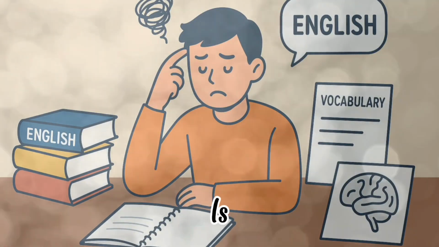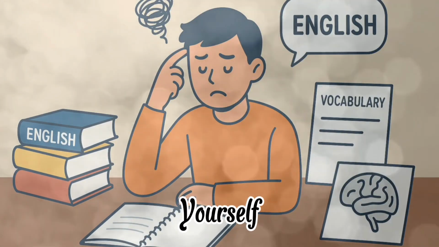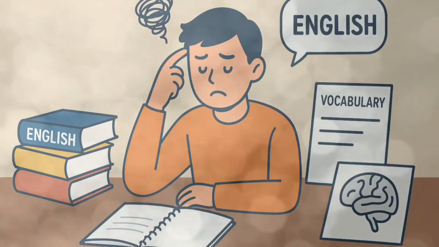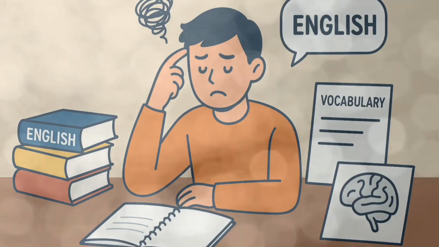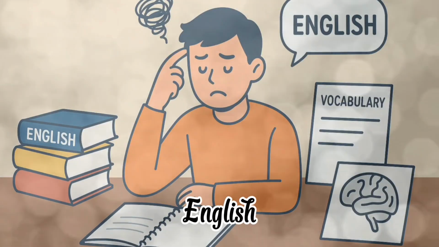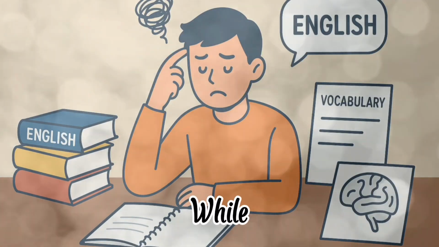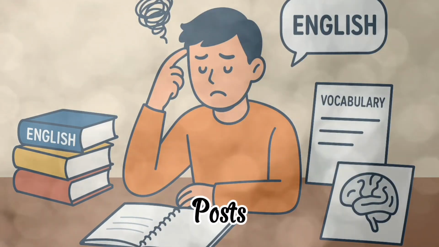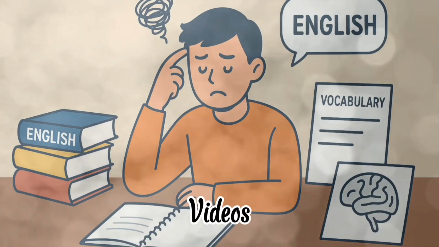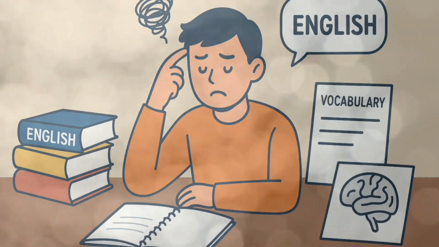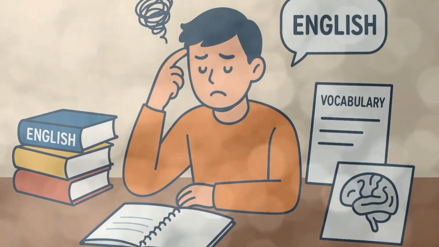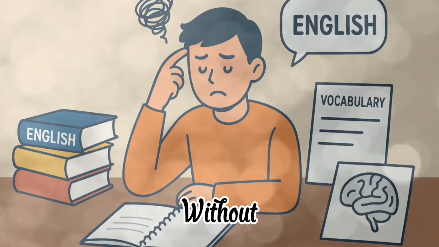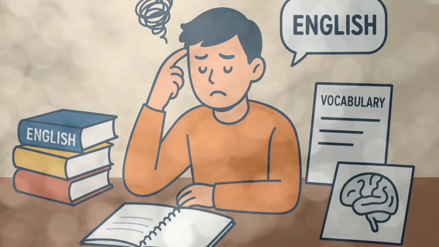The first step is immersion. Surround yourself with English as much as possible, not as a subject, but as a language of life. Change your phone language to English, listen to English podcasts while walking, read short English posts on social media, or watch YouTube videos with English subtitles. The more your brain sees and hears English naturally, the more it starts forming patterns without needing translation.